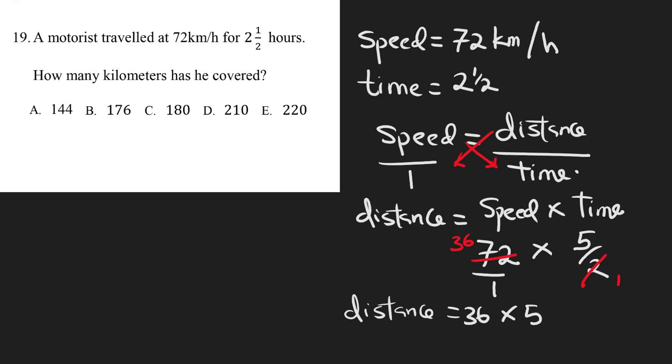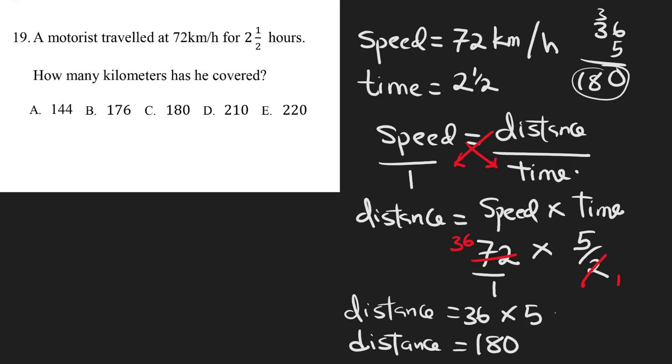So let's multiply it up here. We said 36 times 5. 5 times 6 is 30. Put 0, carry 3. 5 times 3 is 15, and 15 plus 3 is 18. So we're going to have 18. So the answer is 180 kilometers. So we have what? Distance equals 180 kilometers. So that's the number of kilometers that the motorist covered.